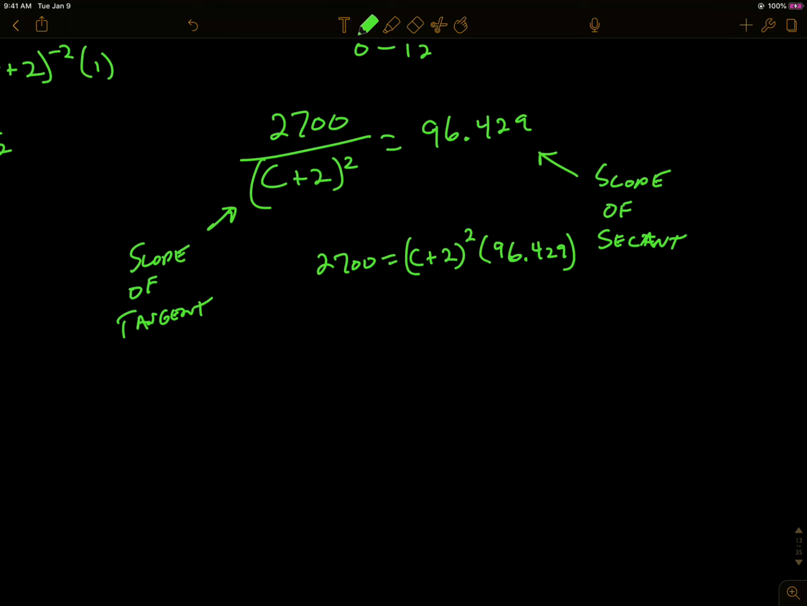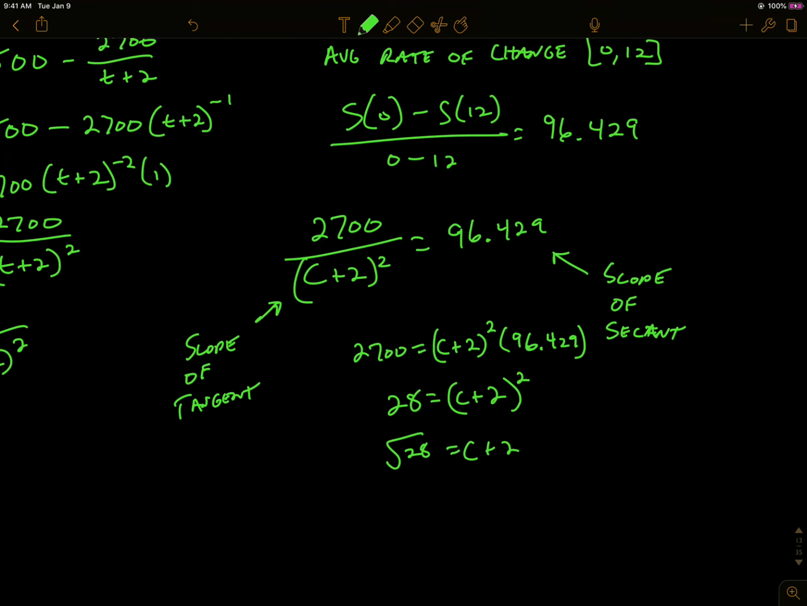So I'm going to get 28. Let me finish this one off, darn it. Let me see here. 2700 divided by 96.429. Yeah, so I get 28 equals c plus 2 squared. Square root both sides. I get c plus 2 equals the square root of 28. This was a calculator active question, so we can kind of stop doing all this, but you could have found the intersection between these two functions there.